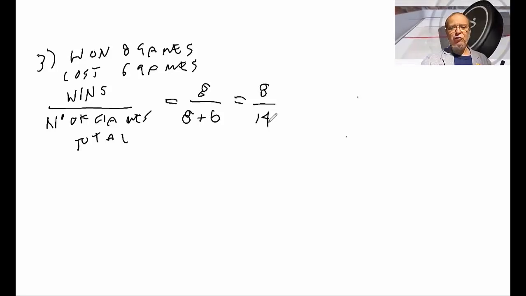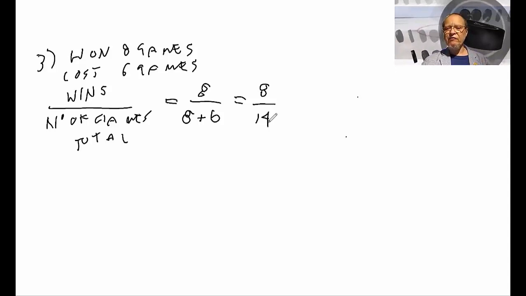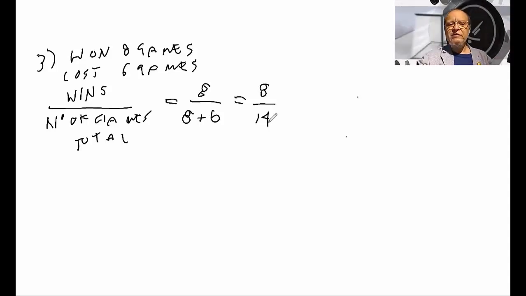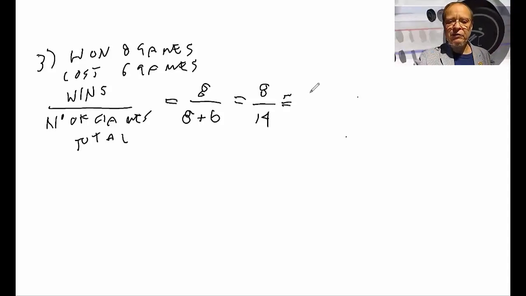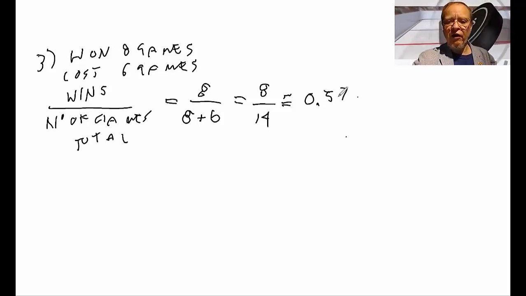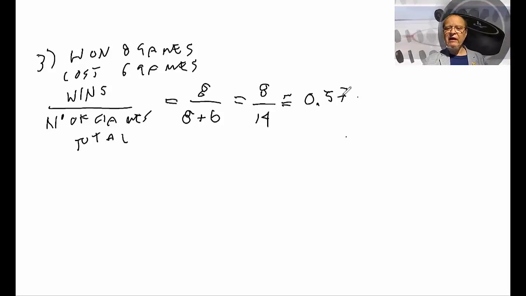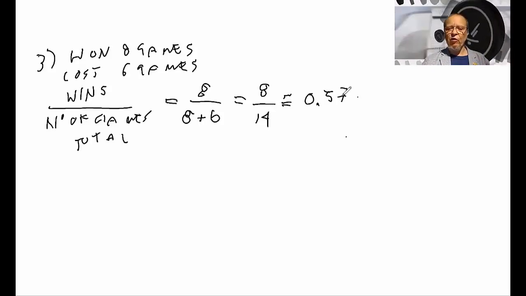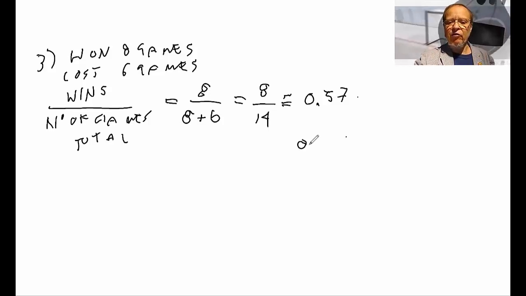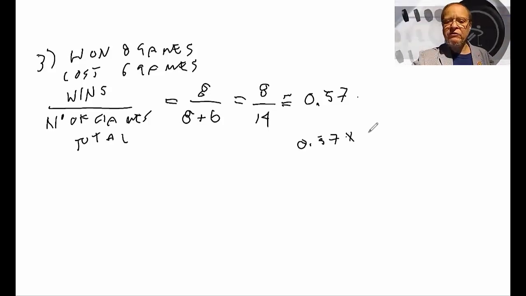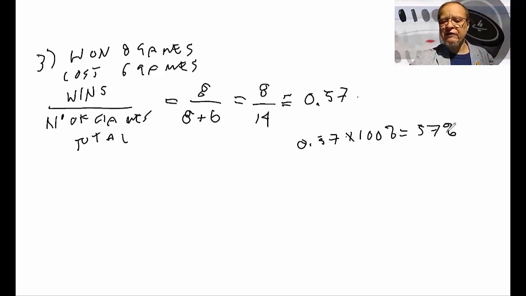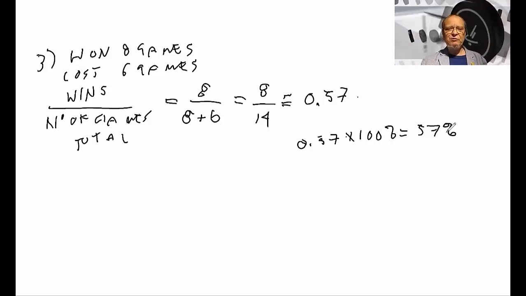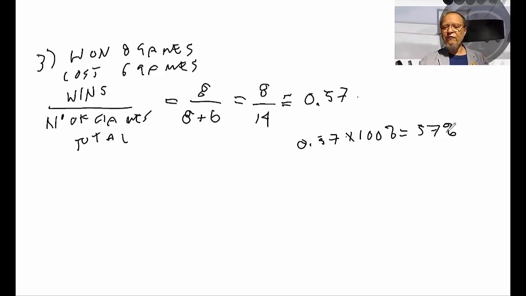But we could go further and find out the percent of games that are won. So we can take 8 divided by 14, and we get approximately 0.57. But we want to say, well, what percent of the games have they won? Well, I'll take the 0.57 and multiply that by 100%, and I'll get 57%. So that means that this particular hockey team won 57% of the games that they played.